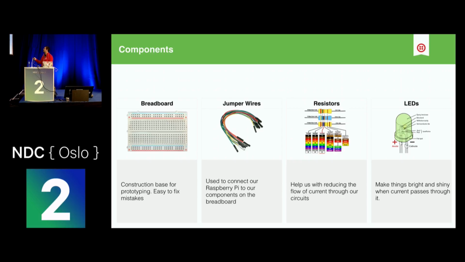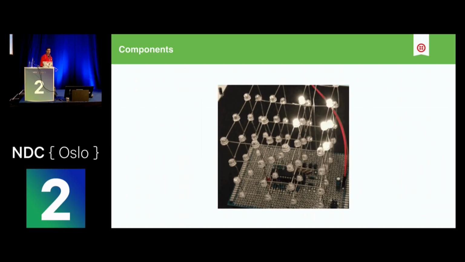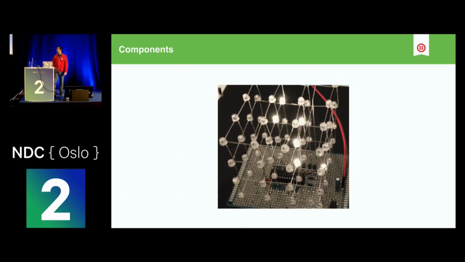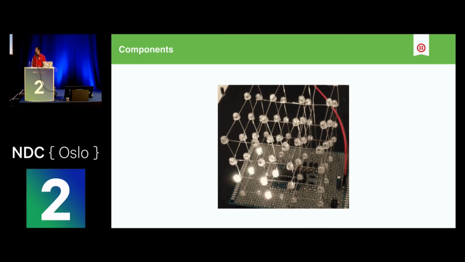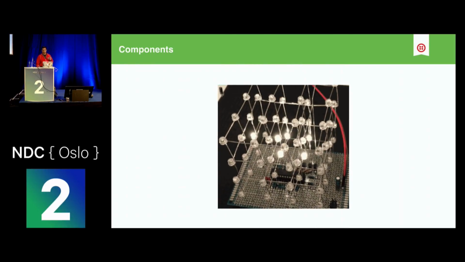And you will see a lot of LEDs as well. This is just an example of an LED. You have an anode and a cathode, much like a light bulb. And the one thing about LEDs is, yes, they make things bright and happier, so you're going to want to get a lot of them. Because when you get LEDs, you can build stuff like this, which is pretty cool. So this is an LED cube. It's a 4x4 LED cube.